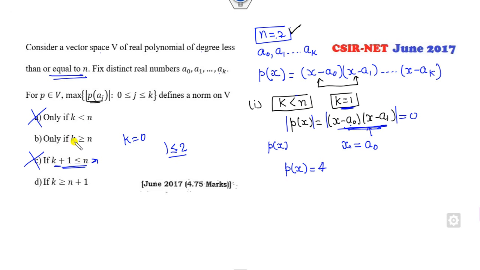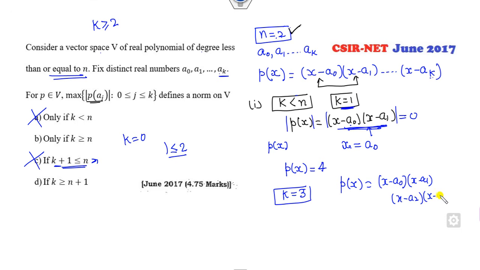Now we can choose k greater than or equal to n. If I choose n as 2, what is the value of k? K is greater than 2. I can choose k as 3. What will happen? Your polynomial will be (x minus a0)(x minus a1)(x minus a2)(x minus a3). But what is the degree of this polynomial? The degree of this polynomial is 4.